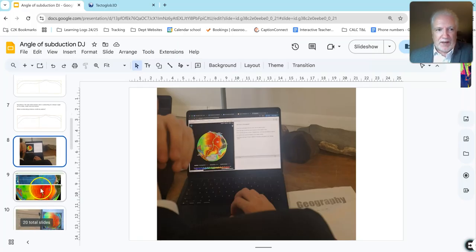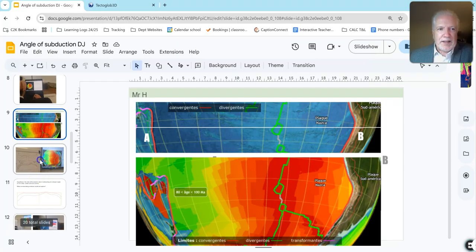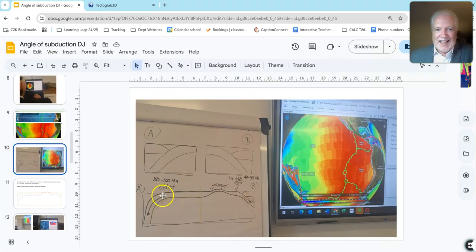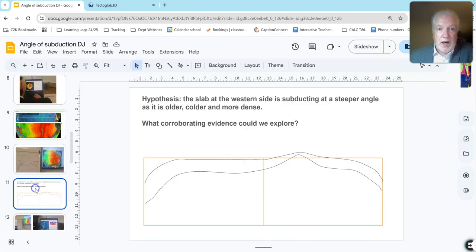That's the pupils having a little bit of an explore, and this is me starting to collate this together at the front of the room. This is the steeper subduction zone over here, the more gently subducting zone there.